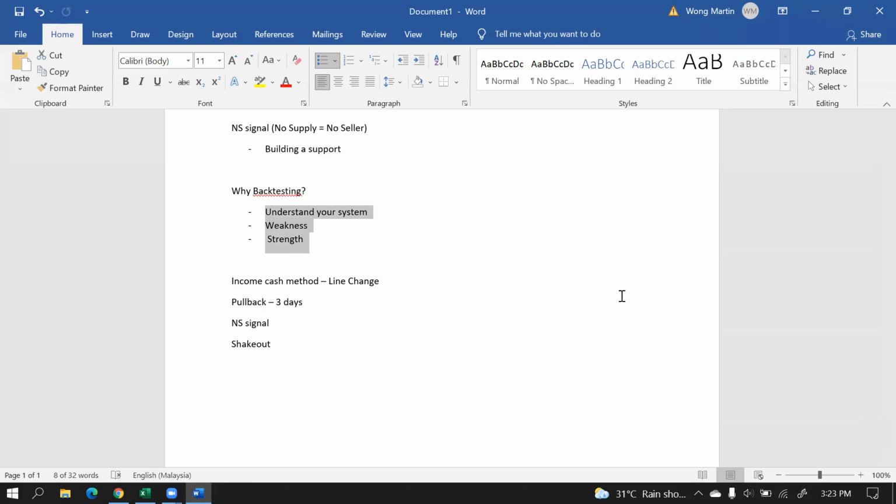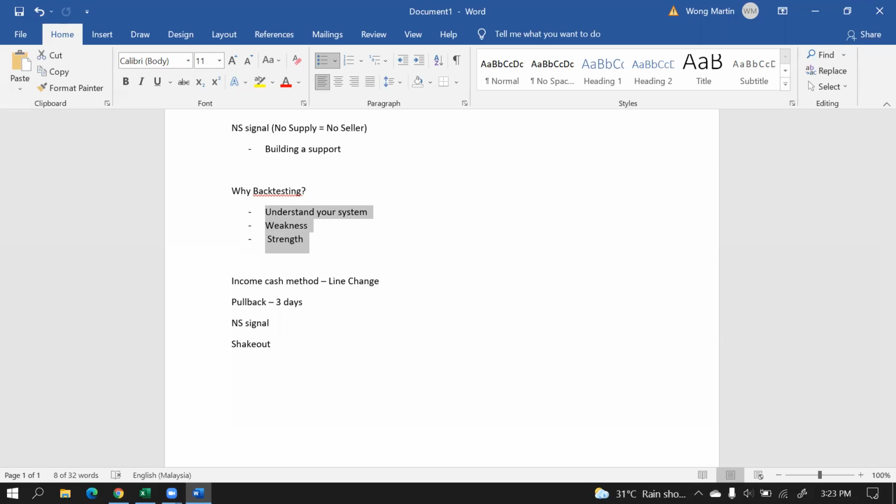Can NS one bar up apply in hourly chart? It can be applied in hourly chart. But in this case, we totally use daily chart first. We focus on daily chart. You practice, you feel confident, then only we do hourly chart.